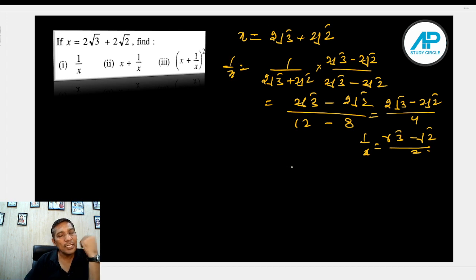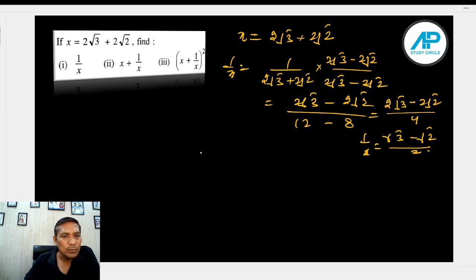Now, the issue in this question is that the 1 upon x and the values of x are not the same kind of terms. So you get a very weird kind of answer in this question. 2 root 3 and 2 root 2 are not giving you the same kind of terms. So if I add x and 1 upon x, the terms are not cancelling out in this question here.